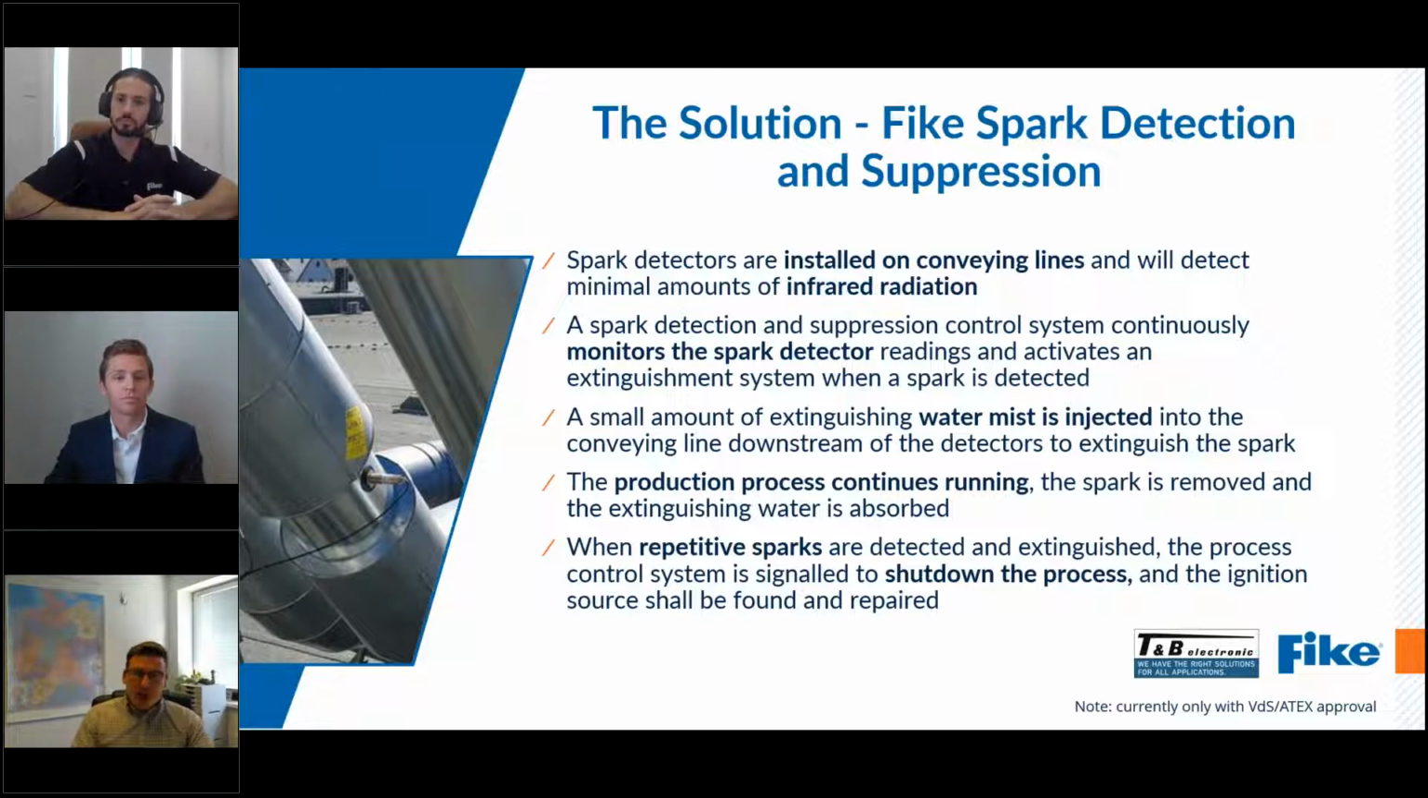But if there are repetitive sparks, for example, 4 sparks in 20 seconds, the spark extinguishing system will shut down the process immediately, because you have to look at the machine to see if something is going wrong, or if there is a lot of heat at the machine. You just have to take a look at it to be sure everything is fine.